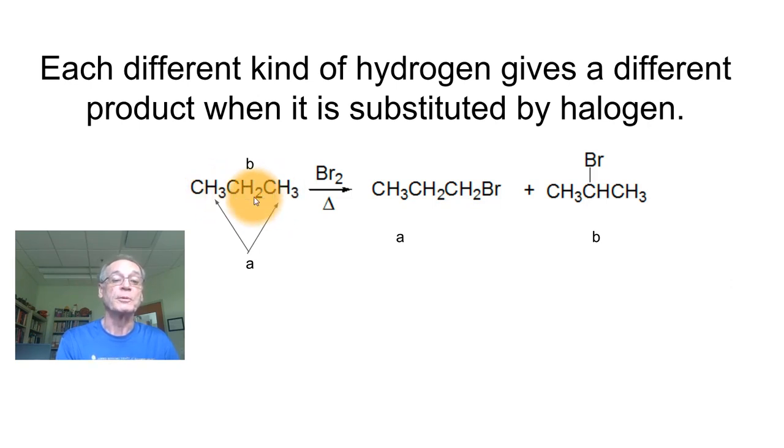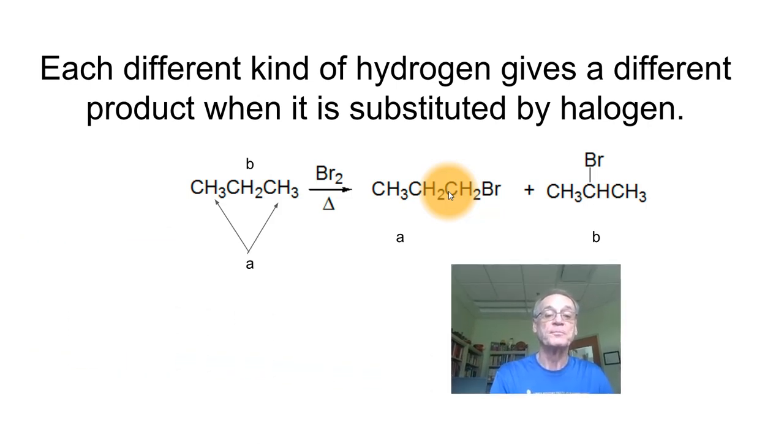The CH3s, if you replace any one of those 6, you will get 1-bromopropane. If you replace one on this end, it would be the same thing as this, just turned backwards. But if you replace one of the hydrogens in the middle, that would be different, and that would give you this product. So this would be 1-bromopropane. This would be 2-bromopropane, or isopropyl bromide and n-propyl bromide. 2 different kinds of hydrogens, 2 different possible products from monohalogenation.